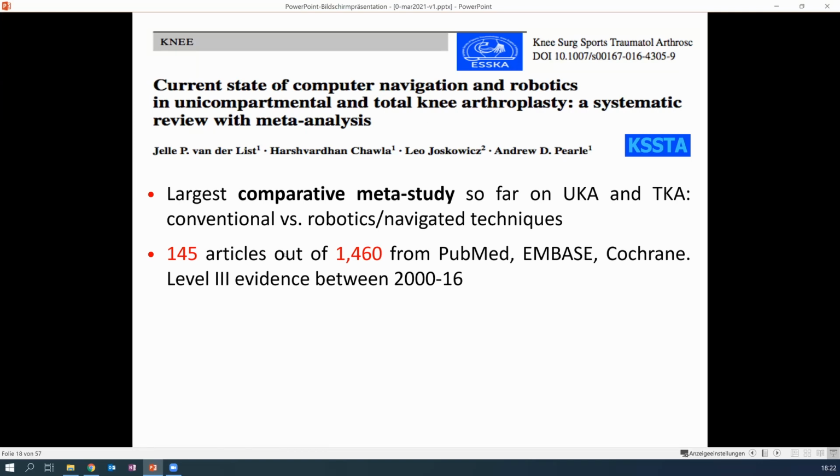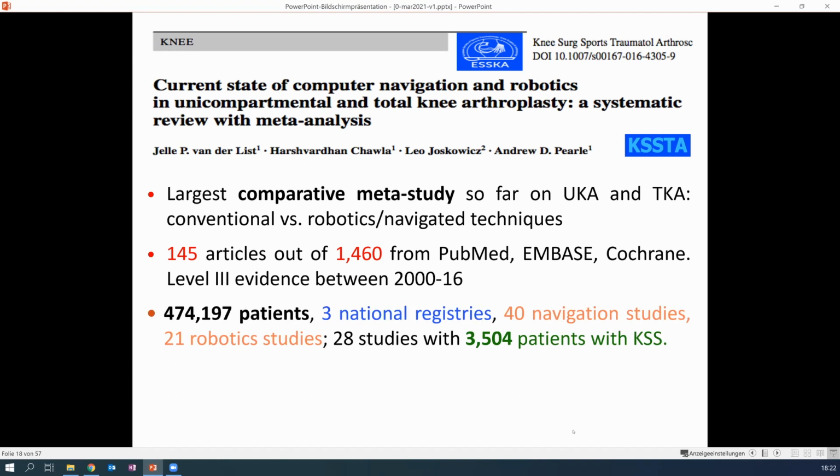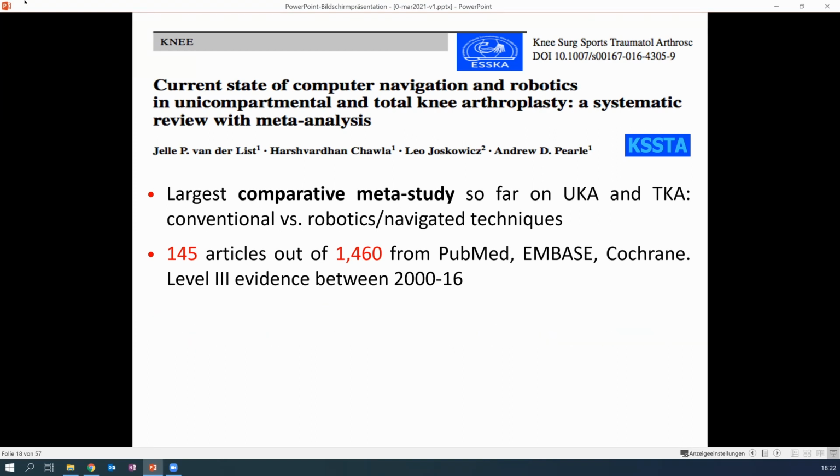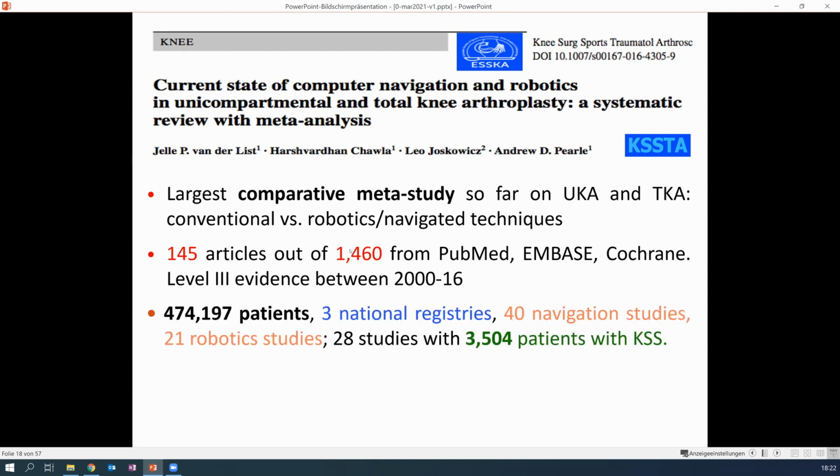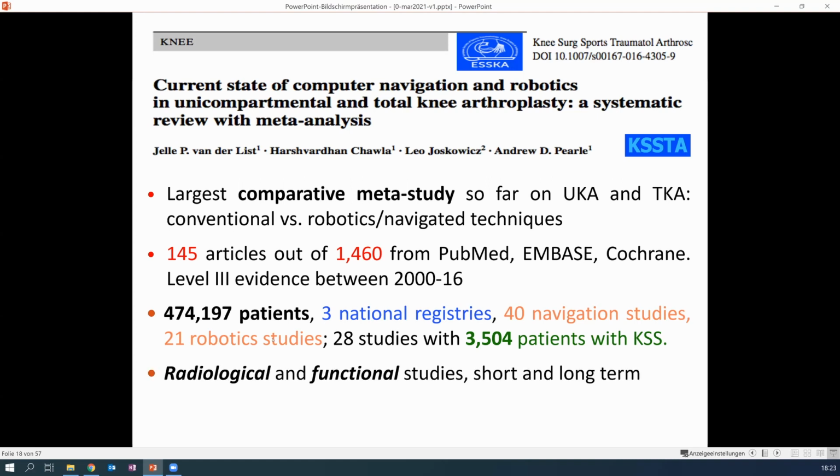As is common with these meta studies, you start with a large set of papers and then you do a selection. In the end, you sum the number of patients in the relevant papers, and you say, this is the population the papers cover. So it's about 500,000 patients reported in all these papers of different national registries. And there were navigation studies, robotic studies, and the number of patients. So this is solid evidence.